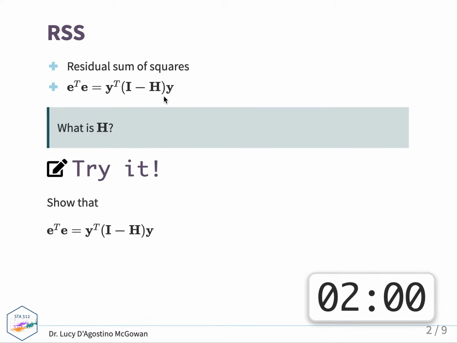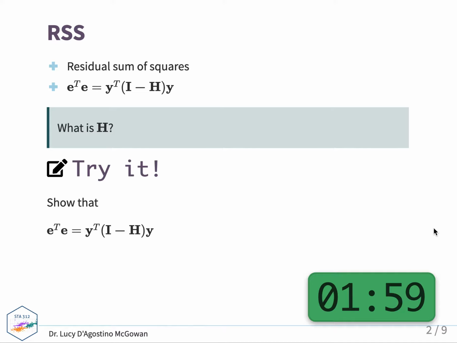So what I want you to do is show that this is true. I want you to show that the residual E transpose E is equal to Y transpose times the identity minus H times Y. So go ahead and work on this in your application exercise. Spend a couple minutes showing that this is the case.